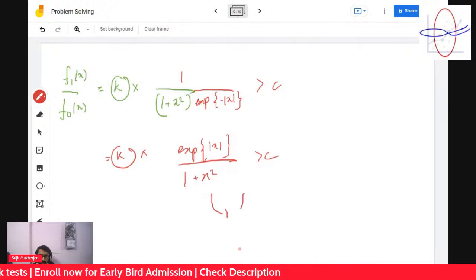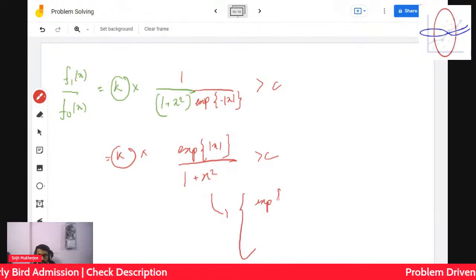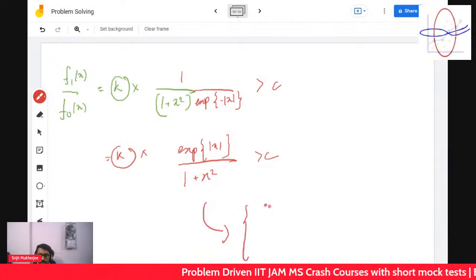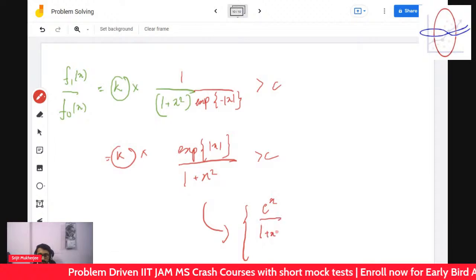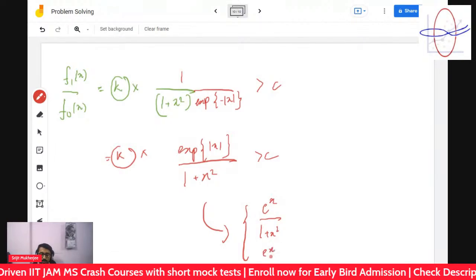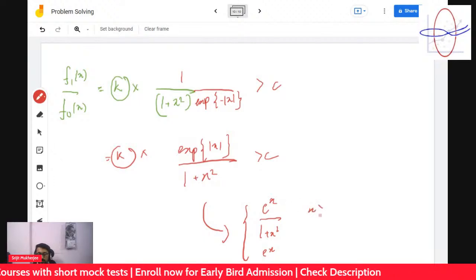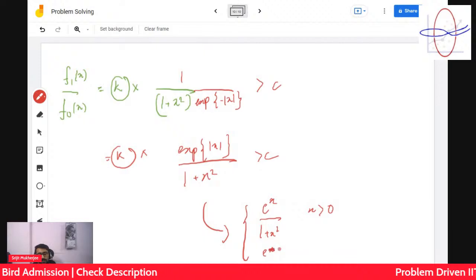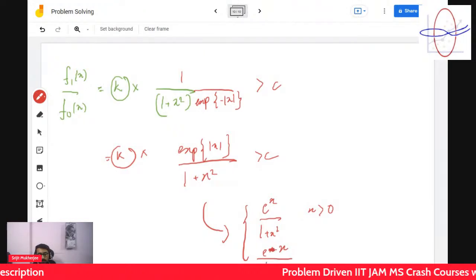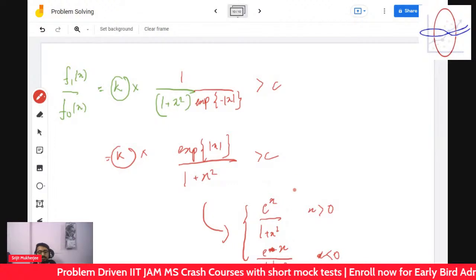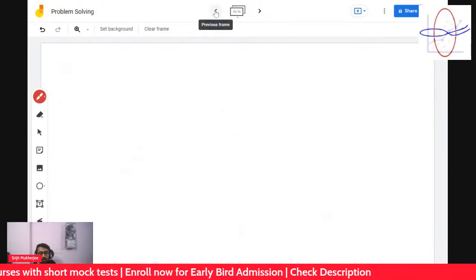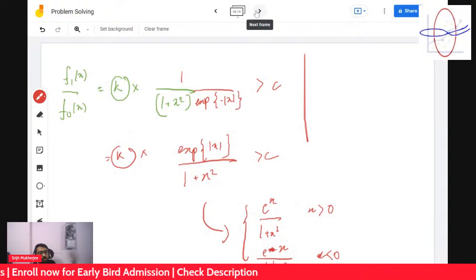So therefore, this means what? It's exponential mod x. So it is e to the power x by 1 plus x square, for x greater than 0. And here it's e to the power minus x by 1 plus x square for x less than 0. So draw e to the power x by 1 plus x square. You have to draw that function, otherwise there is no other way out. So you have to really draw that function.